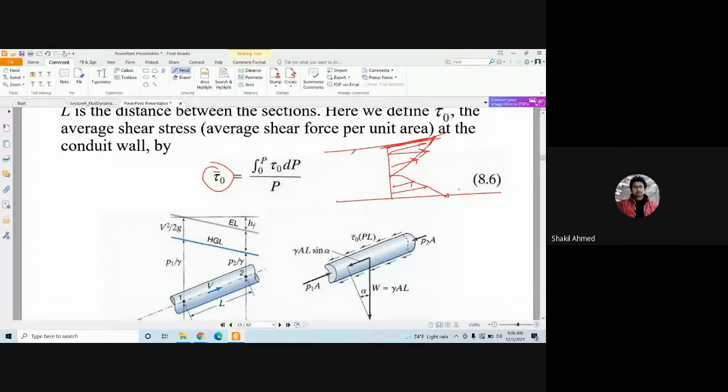Now, if you look at the velocity diagram, here the shear stress is minimum, so the velocity will be maximum. Here, the shear stress is maximum, so the velocity will be minimum. So the flow will be like this. This is the velocity profile, and this is the shear stress profile, right? You can see this shear stress varies through the depth of the pipe. And now if you want to take the average shear stress, it is the integral from 0 to P of tau 0 dP divided by P, according to the perimeter.